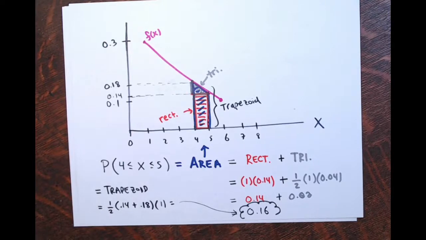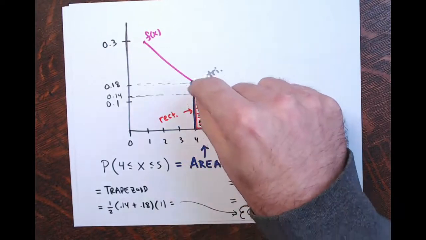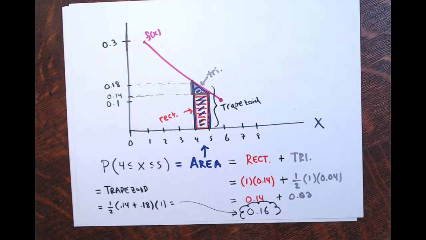So it's the same thing, right? Because a rectangle and a triangle put together with the same distance between their parallel sides make a trapezoid. So however you want to look at it, break it up into a rectangle and a triangle, or look at it as a trapezoid. If you remember how to find the area of a trapezoid, you can do that too.